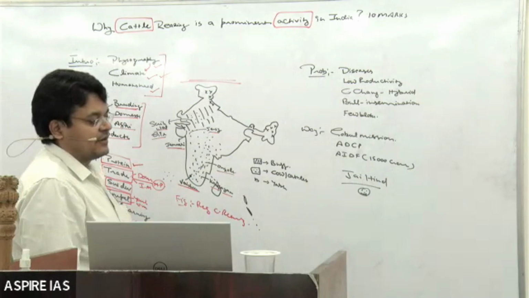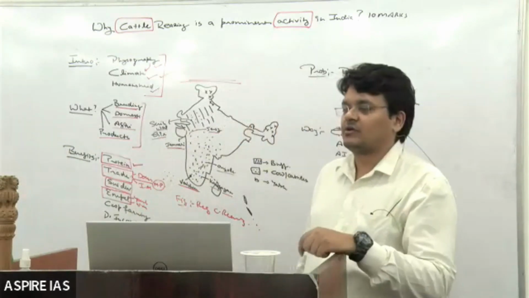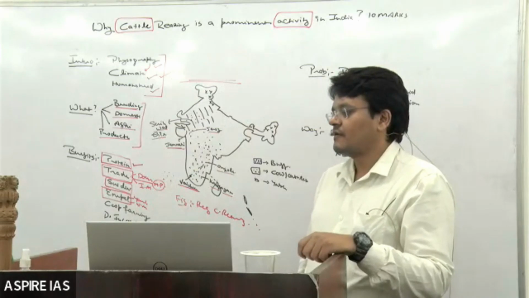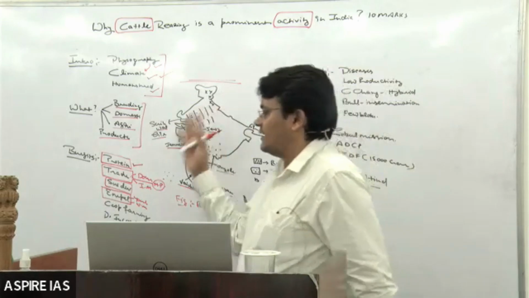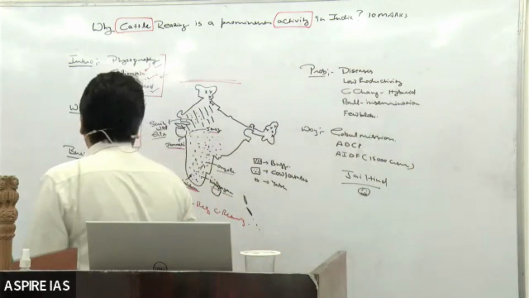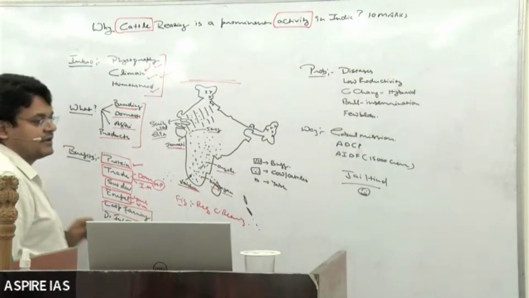So India is a country of demographic dividend. If we really want to provide a good amount of employment, especially to youth and women, animal rearing becomes a prominent activity. Animal rearing is a part of cooperative farming.